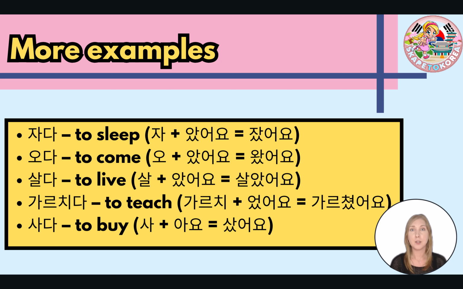가르치다, to teach, ends in 이, adding 어요. When 이 and 어 meet, then it becomes 여, and so you are conjugating into 가르쳤어요. And 사다, to buy. So here we have 아 again, 사, and again adding 아요, and it becomes 샀어요.